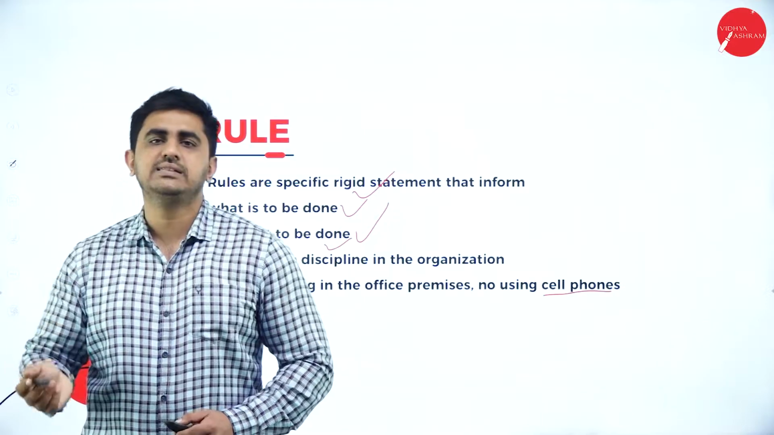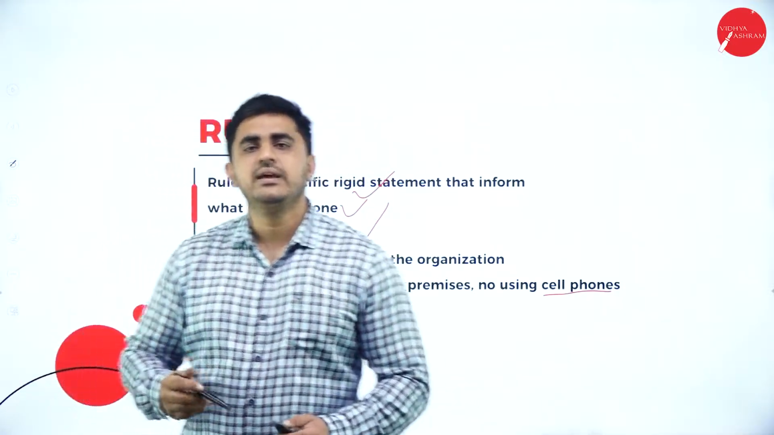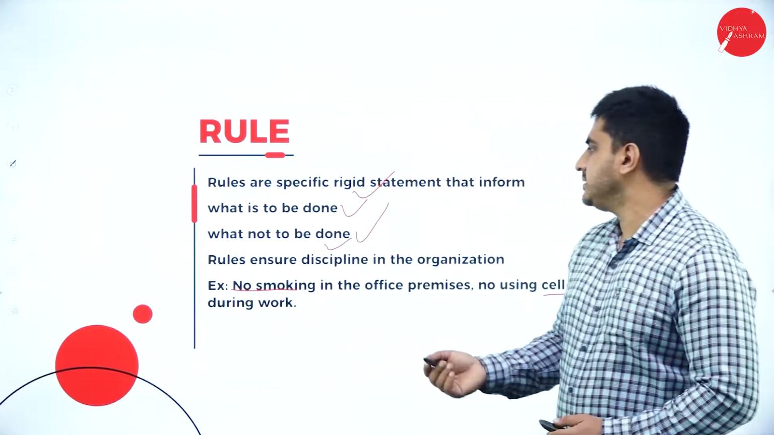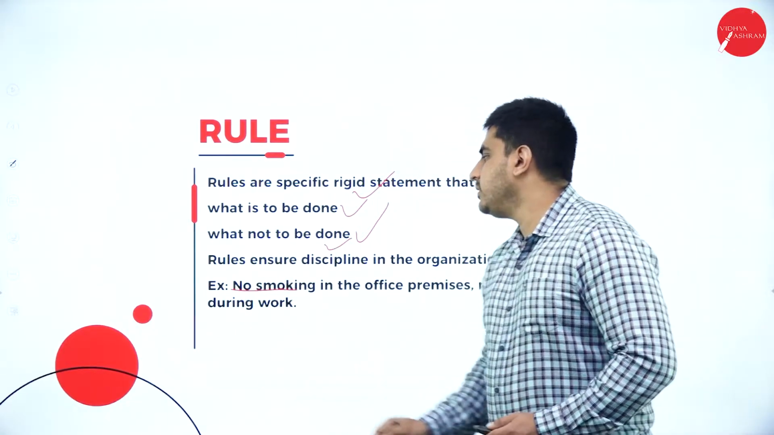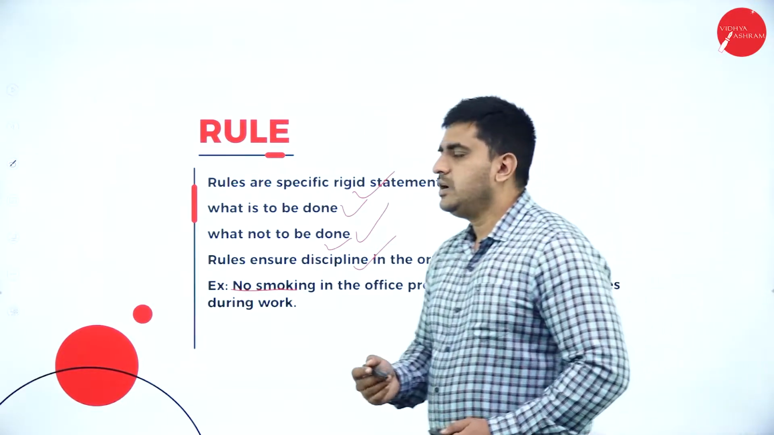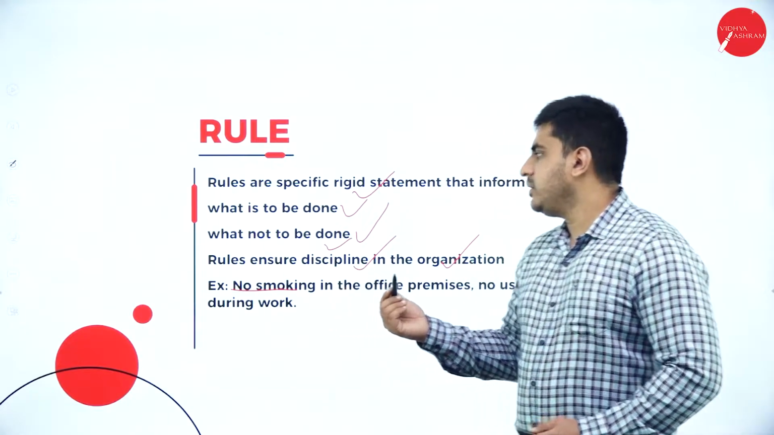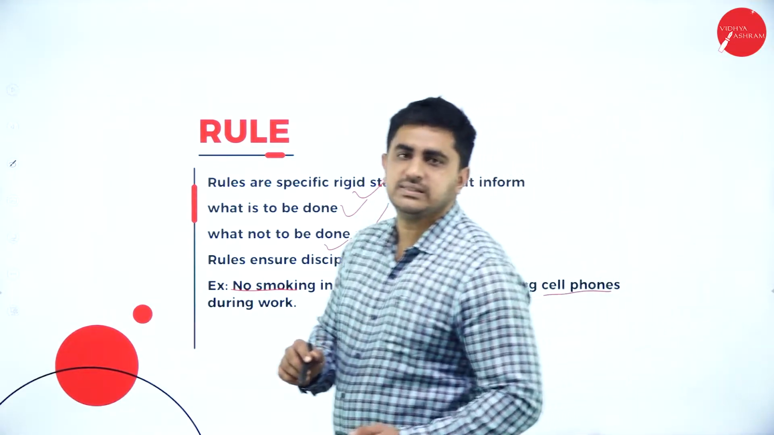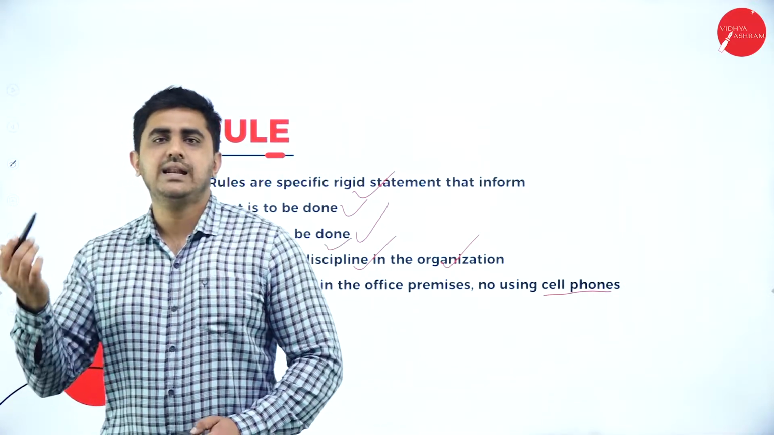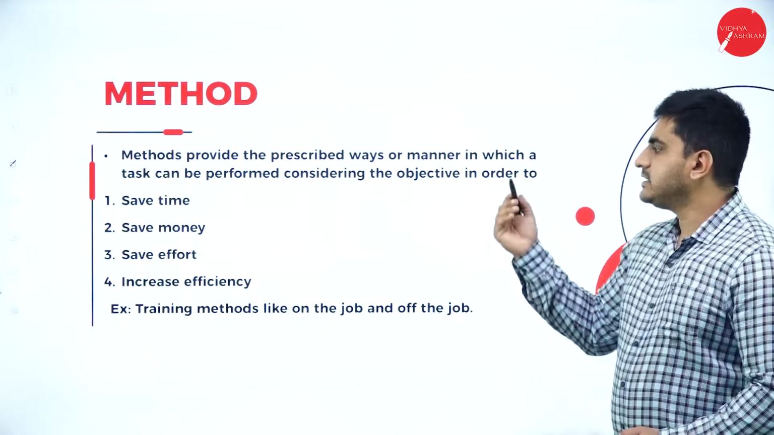Suppose someone violates the rule and is using mobile phones inside the workplace, then he can be given certain punishment. So the rules ensure discipline in the organization. This is rules, that is, what is to be done and what not to be done. If a person is doing what is not to be done, then he will have to face certain punishments, like his salary might be cut or he might be suspended for a few days. This is rules.